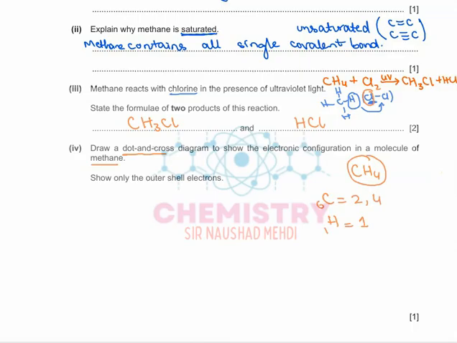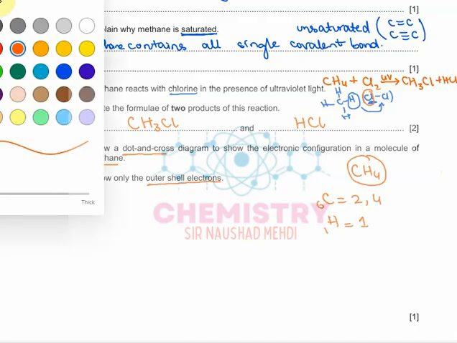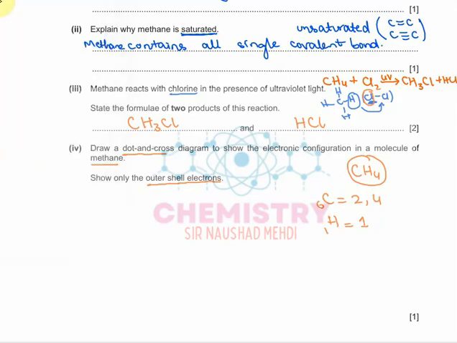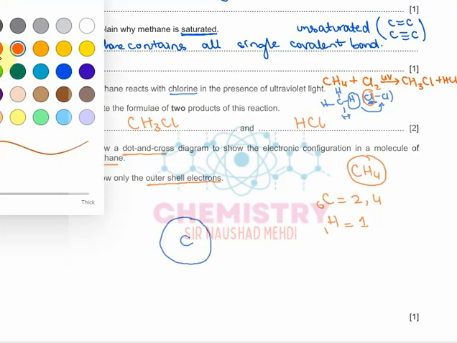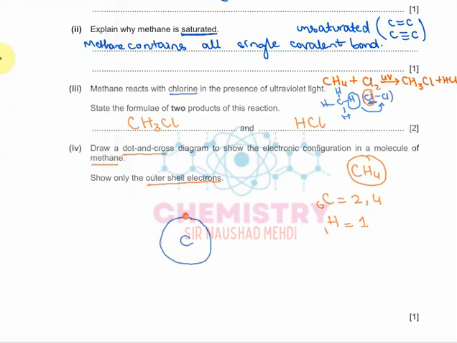Now you just have to draw the outer shell electrons. If you want to draw the outer shell electrons, in the outer shell of carbon you have 4 electrons. So obviously in CH4 carbon would be in the center because it's one single atom. So if you place carbon in the center, you have to place 4 electrons with the carbon. So 1, 2, 3, 4. So these are the outer shell electrons of carbon, right?